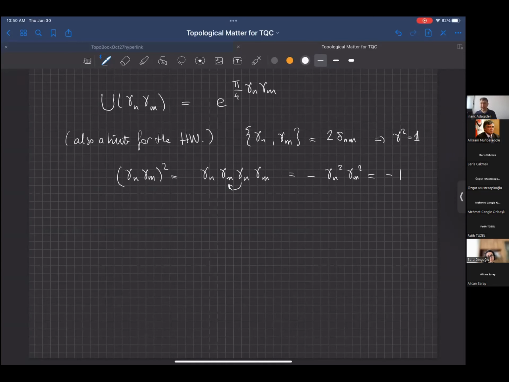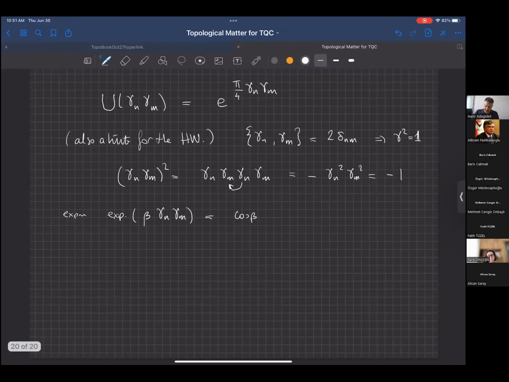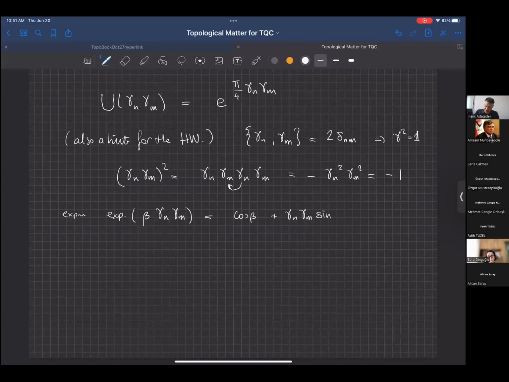So this actually looks very much like a Pauli sigma matrix. If you do this expansion, remember how you show spin rotations, e to the i something: you always have to expand the exponential. You do the same thing here. When you expand the exponential, every time you have an even power of gamma n gamma m, you get minus one to the n. Whenever you go to the odd powers, you have gamma n gamma m times something even, and that gives you a generic thing. So if you have U as the exponential of beta times gamma n gamma m, you can expand it just like your Pauli business. That will be cosine beta plus gamma n gamma m times sine beta.